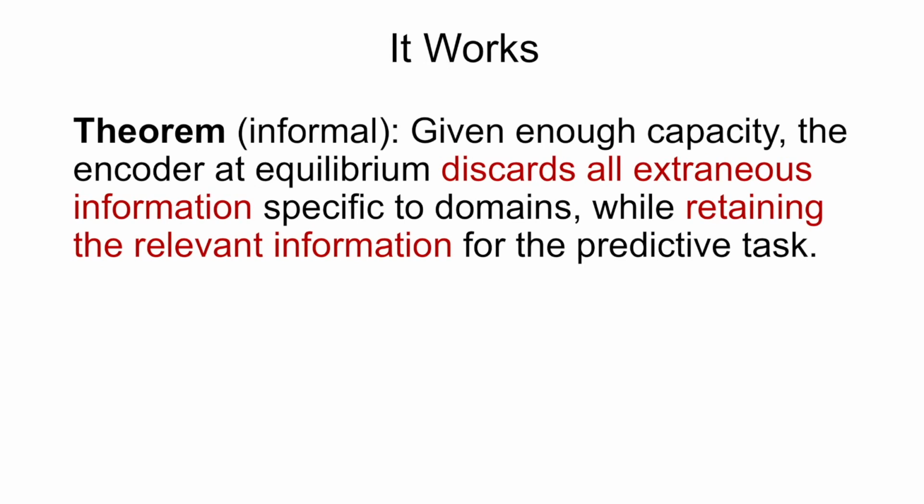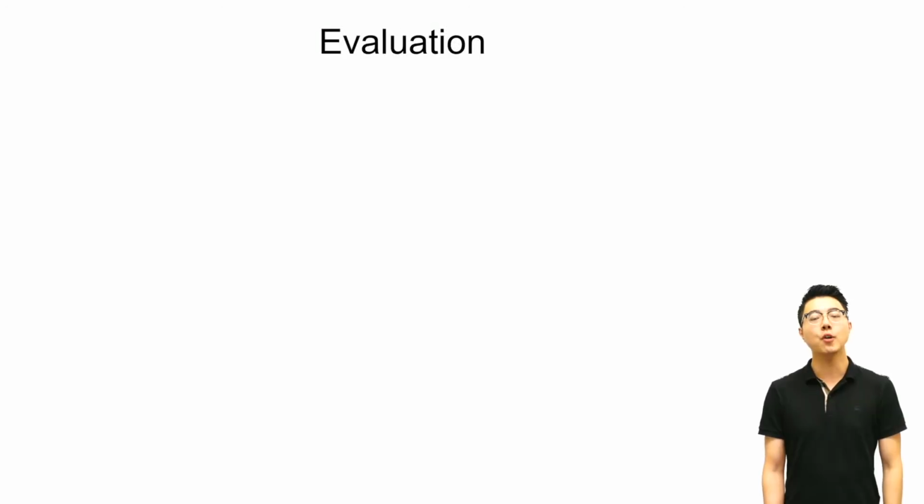In the paper, we proved the following theorem, which I state here informally. Given enough capacity, the encoder at equilibrium discards all extraneous information specific to domains, while retaining the relevant information for the predicted task. Now let me tell you the evaluation of our system.